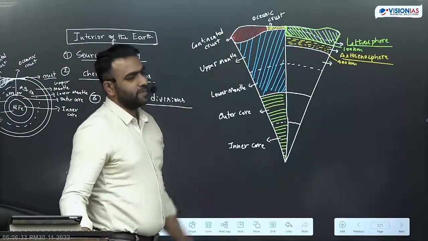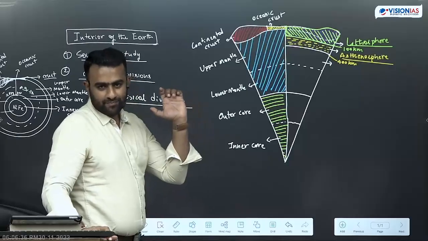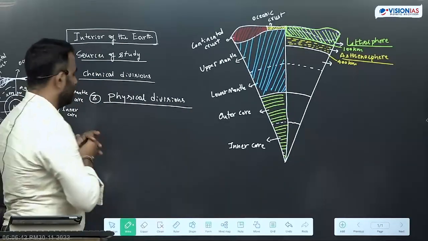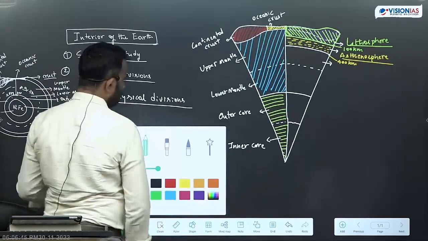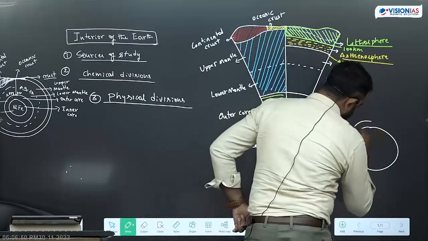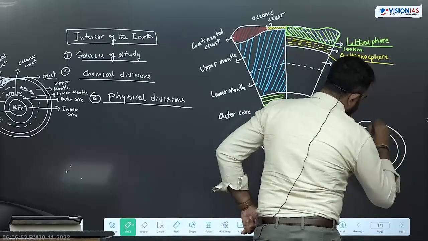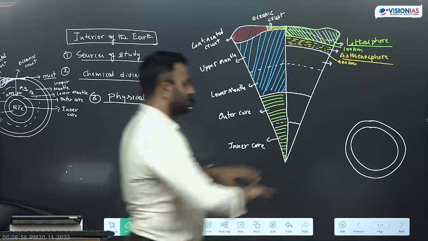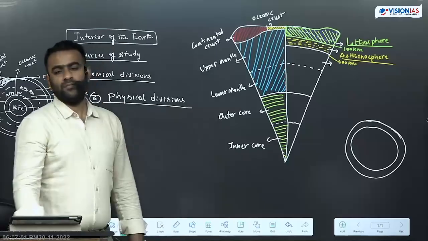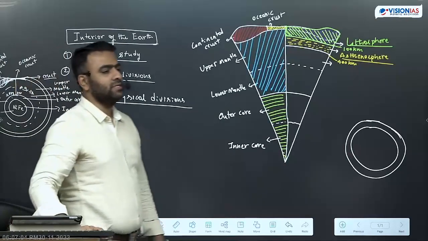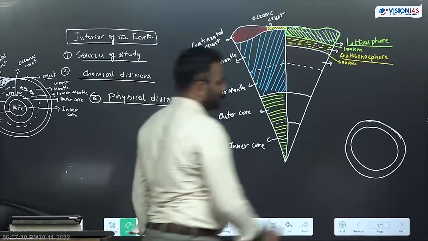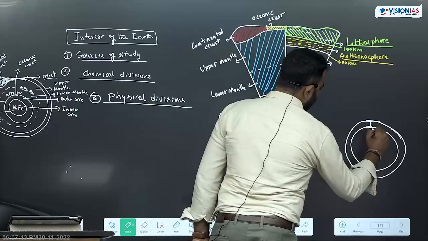And above the asthenosphere, it is a totally hard and rigid layer. That outer layer is called lithosphere. So how exactly is lithosphere there? Like this. It covers the entire earth like a solid shell. That outer rigid shell is what we call lithosphere, up to the depth of 100 kilometers.